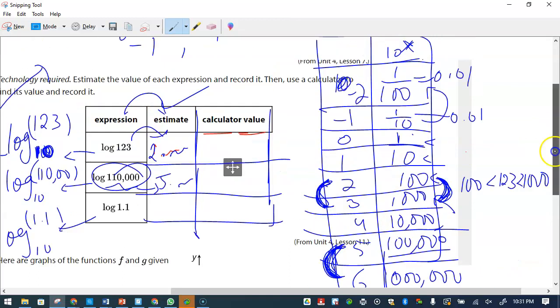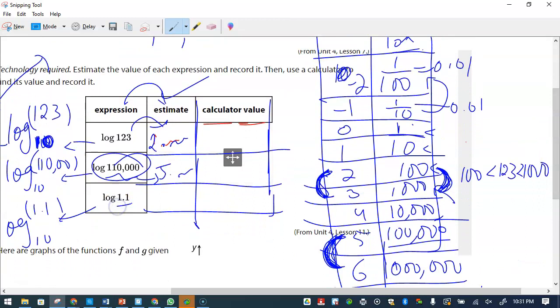And the last number given to you is 1.1. If you see 1.1, from here to here, it's like 1 is less than 1.1, which is less than 10. So your answer will be between 0 and 1. So this will be 0 point something. So you just put some number, that's fine, as long as you know it is 2 point something, 5 point something, and 0 point something.